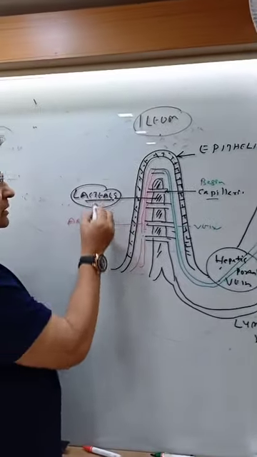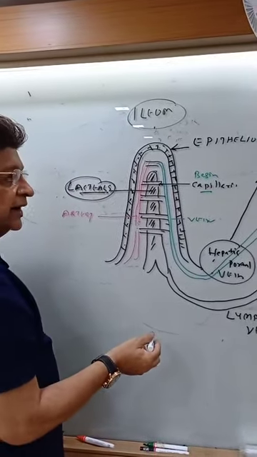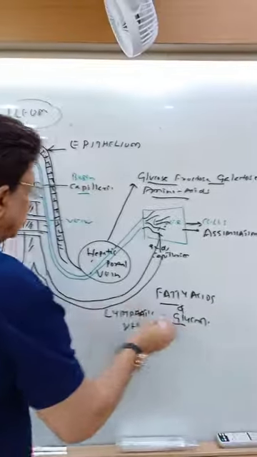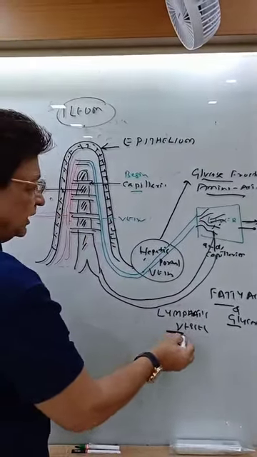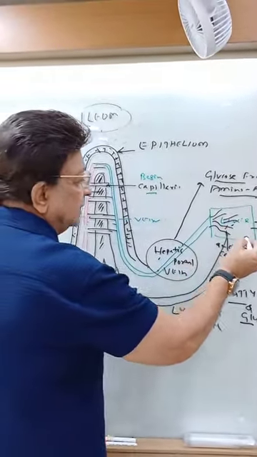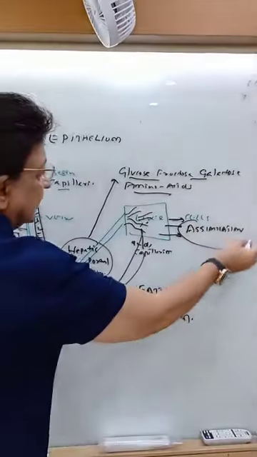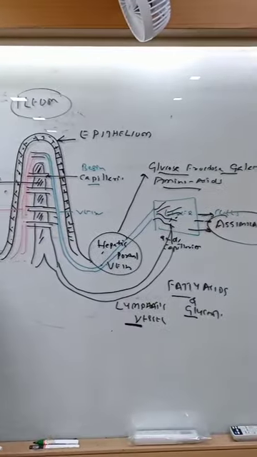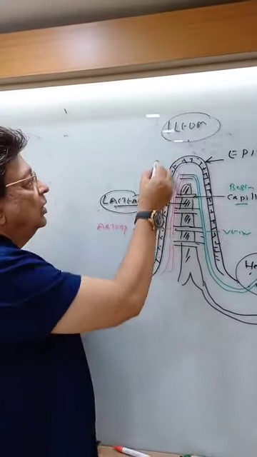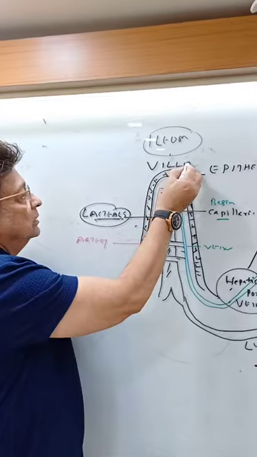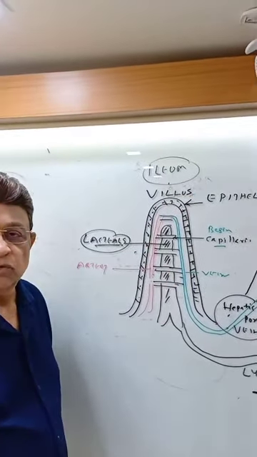What about lacteals? They carry the end products of fats, fatty acid and glycerol. The lacteals join to form the lymphatic vessel, which then goes to the liver, and then the nutrients go on to the cells for assimilation, on which I have taken a lecture. So that takes care of the drawing of the villus. Very, very important from the exam point of view.